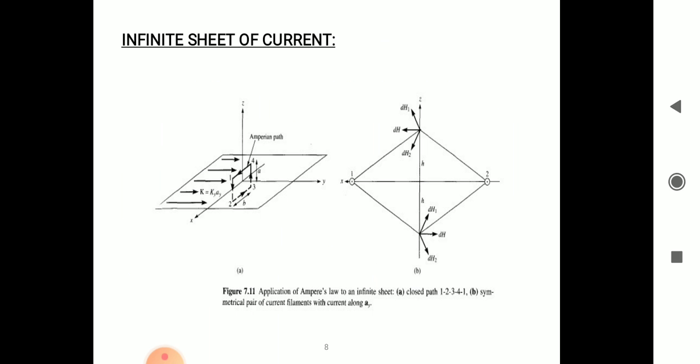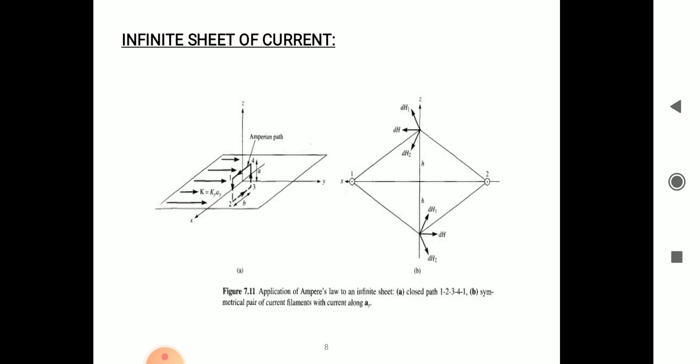Now let us consider an infinite sheet of current. See in the figure, the infinite sheet is in the z equals 0 plane. You can also see that the current is flowing in the y direction. Therefore, K is equal to Ky ay. I am selecting an Amperian path 1, 2, 3, 4, that is in the xz plane. 1, 2, 3, 4, 1, it is a closed path.